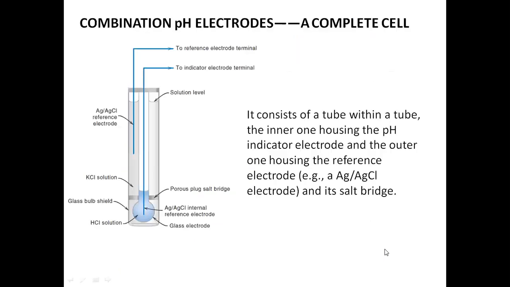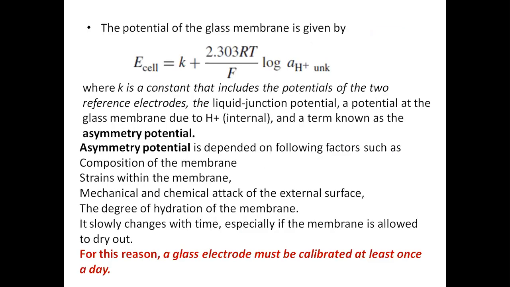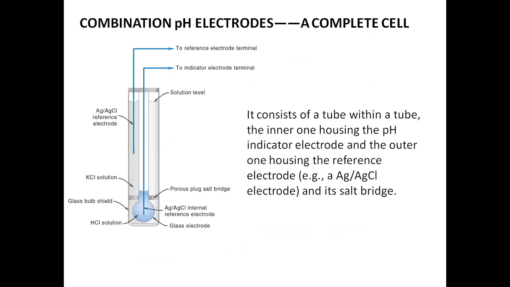Okay, now another thing is the combined pH electrode. Now see, this is just the inert part of the glass electrode, but this glass electrode is covered by another tube and combined with the external solution also. That's why it is called a combined pH electrode. It consists of a tube. Within the tube there is an inner housing of the pH indicator electrode and an outer housing of the reference electrode.